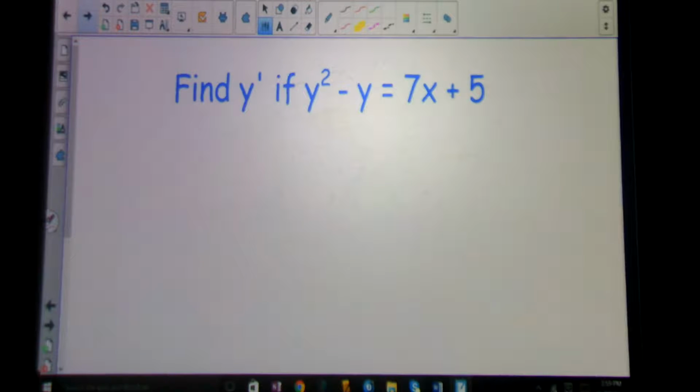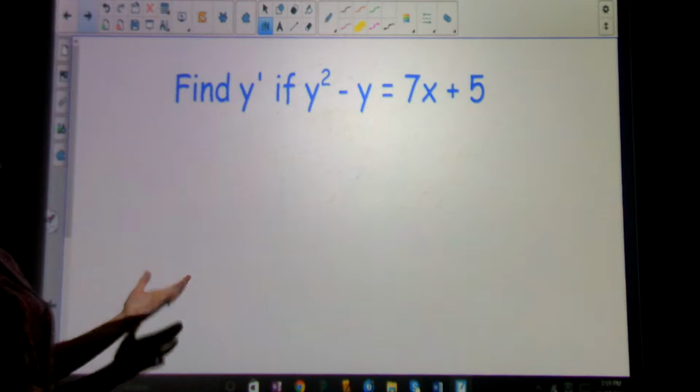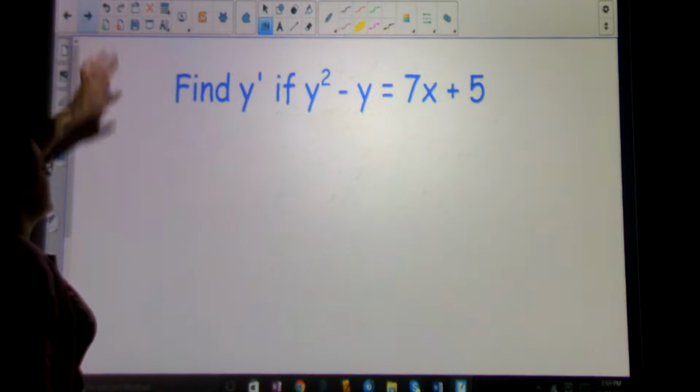You can't always get y by itself depending on what's going on, especially if I throw in some trig in there too. So if I put plus cosine y, you're not going to get y by itself. So we need another method to find this derivative. So we'll come back to that.